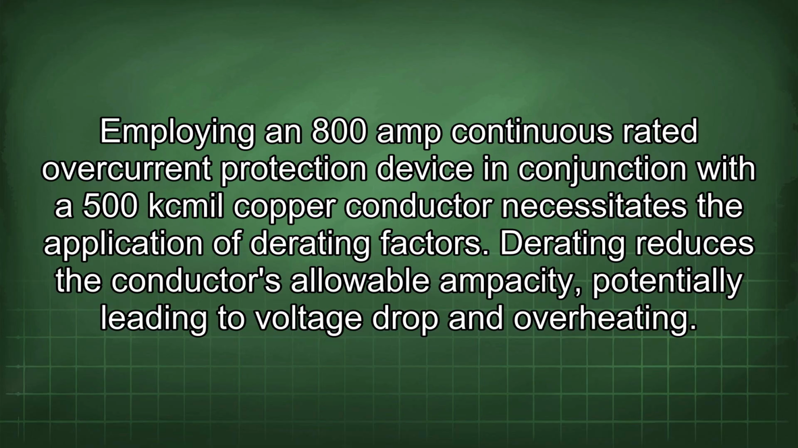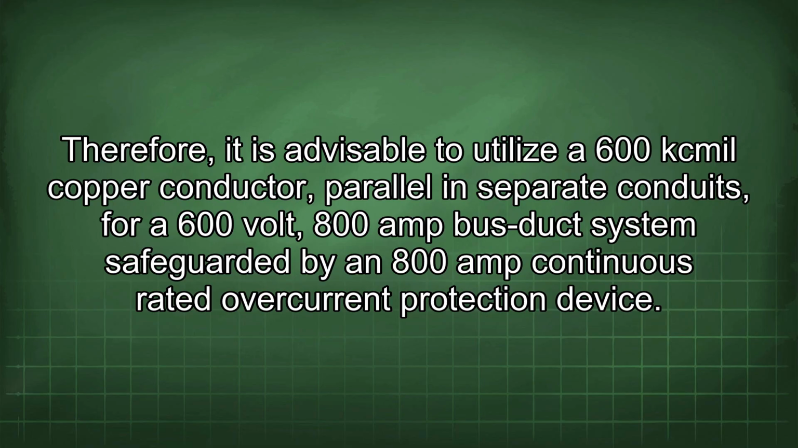Employing an 800-amp continuous rated overcurrent protection device in conjunction with a 500 kcmil copper conductor necessitates the application of derating factors. Derating reduces the conductor's allowable ampacity, potentially leading to voltage drop and overheating. Therefore, it is advisable to utilize the 600 kcmil copper conductor, parallel and in separate conduits, for a 600-volt, 800-amp bus duct system safeguarded by an 800-amp continuous rated overcurrent protection device.